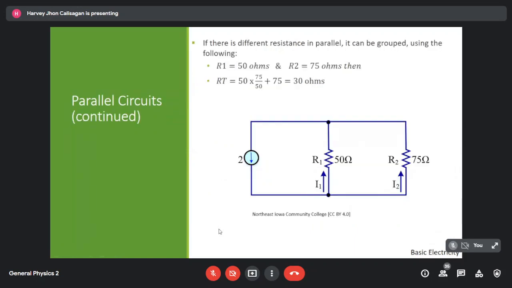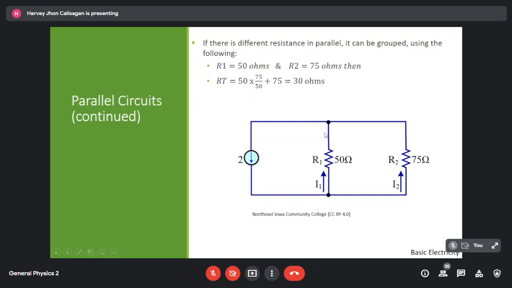Another thing for the parallel circuit is if there are different resistances in the parallel, they can be grouped, according to the current. So how do we group this one? If we have R1 and R2 here, for R1 we have 50 ohms, for R2 we have 75 ohms. And then we need to get the current, or we're trying to calculate the total resistance of this given situation.